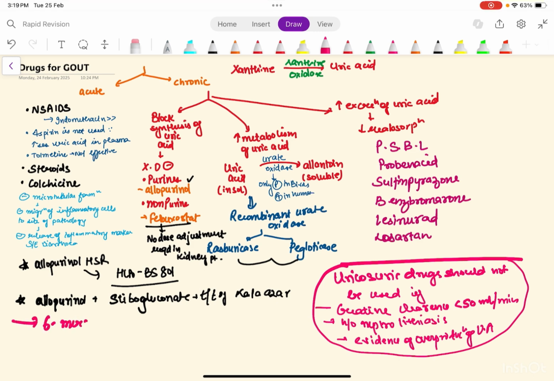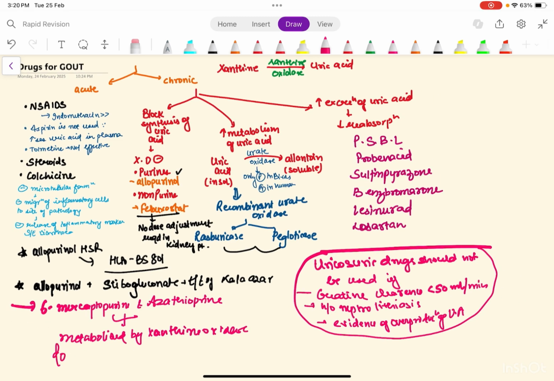There is one more thing, that 6-mercaptopurine and azathioprine, they are metabolized by xanthine oxidase, so the dose is to be decreased when given with allopurinol. So these are the drugs used for treatment of gout.